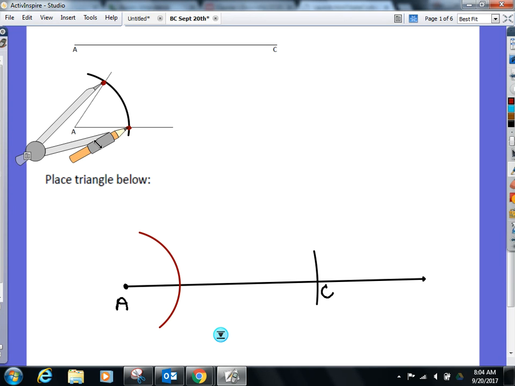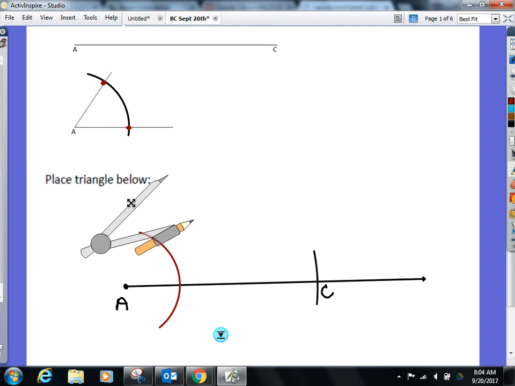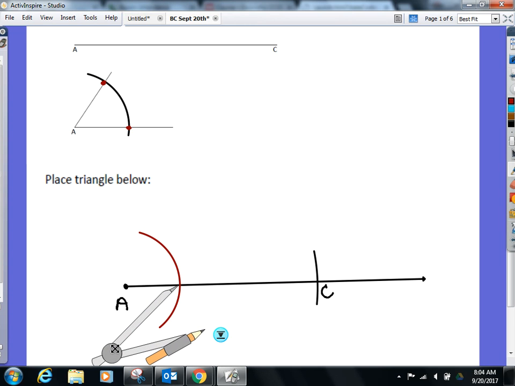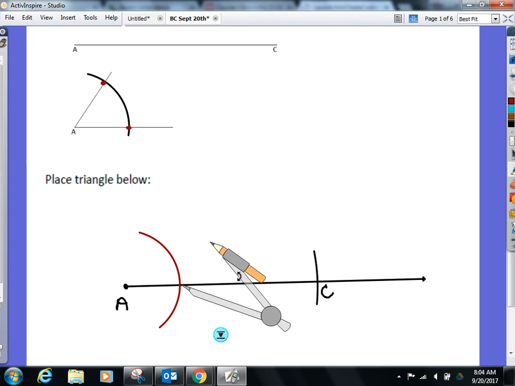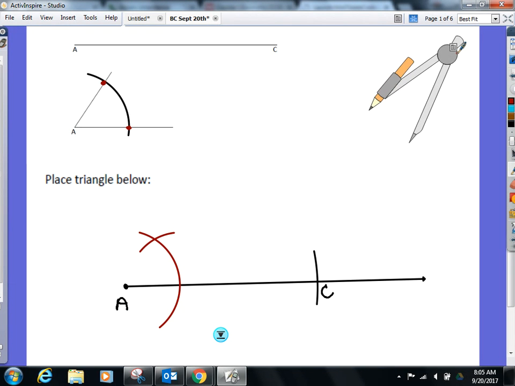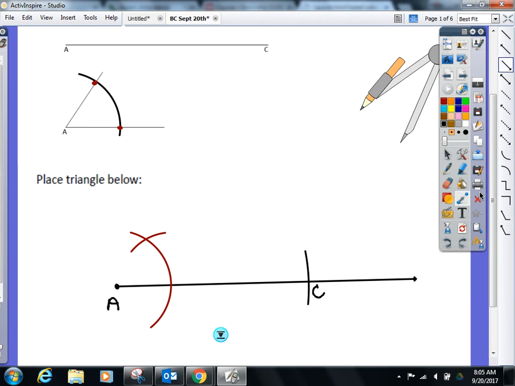And then I bring it back down, and anybody remember, I said don't fall into the trap. Anybody remember where I put my compass point now to finish copying this angle? Do I put it on A, or do I put it on where the arc intersected the ray? Where the arc intersected the ray. So I'm going to put my compass point right here and make an arc so that it intersects the first one. Draw in angle A now with your straight edge.